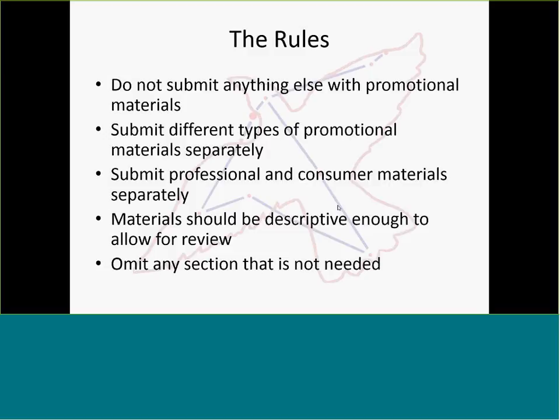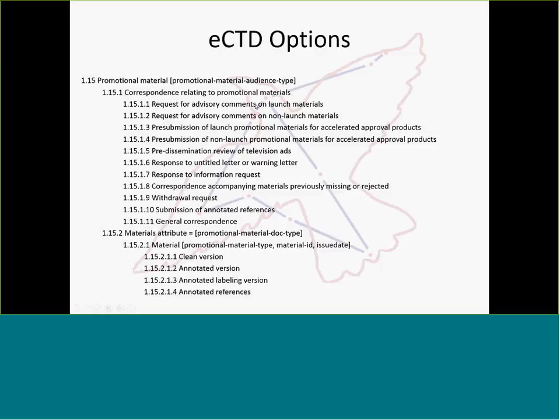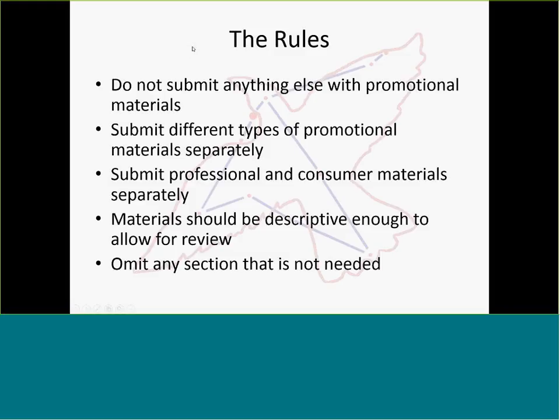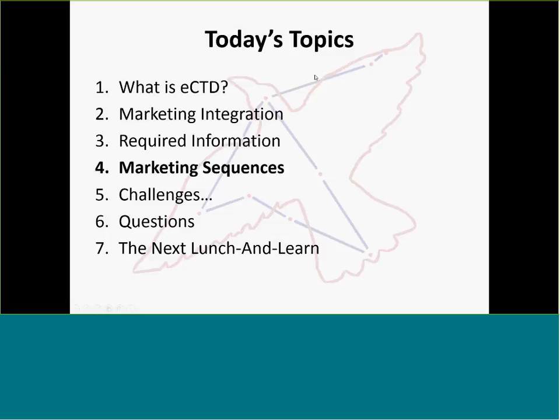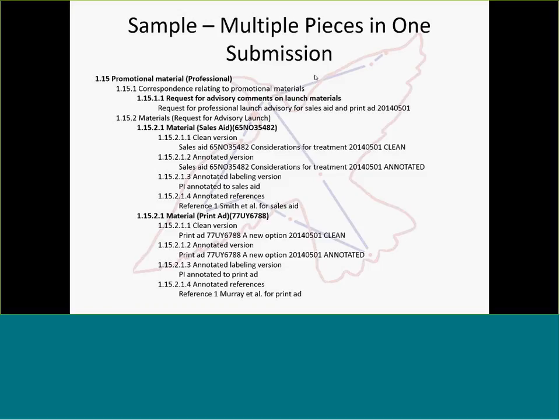Then you omit any section that is not needed. So there's a list of 11 sections here. If you're only submitting a request for advisory comment on launch materials, don't submit the rest of this. These are examples of marketing sequences and are taken directly from the guidance. I looked at them and they seemed like really good examples.